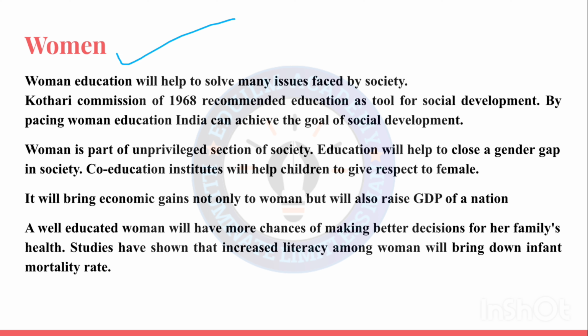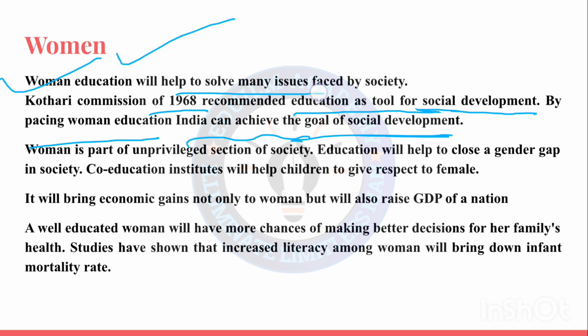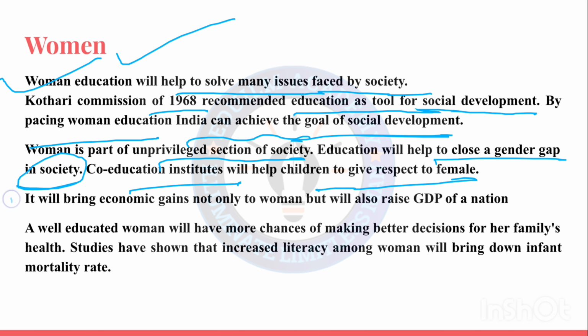Women. The Kothari Commission 1968 recommended education as the tool of social development. By placing emphasis on women's education, they can achieve the goal of social development. Women's education will help to solve many issues faced by our society. Women are a part of the underprivileged section of society. Education will help to close the gender gap in our society. Co-education institutes will help children to give respect to females. It will bring economic gains, not only to women but also to raise the GDP of our country.